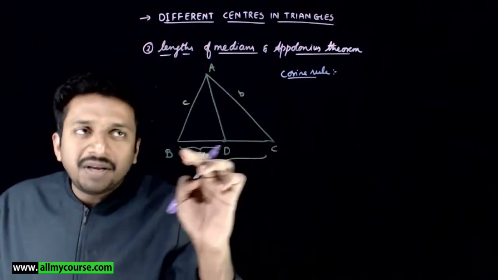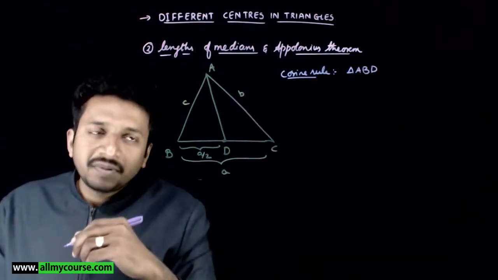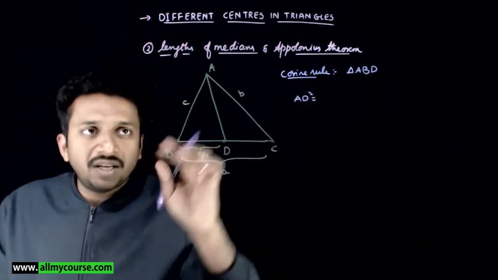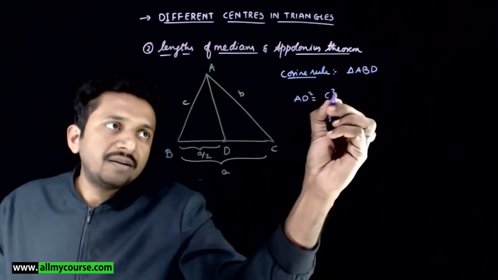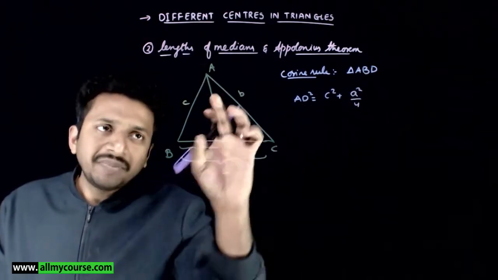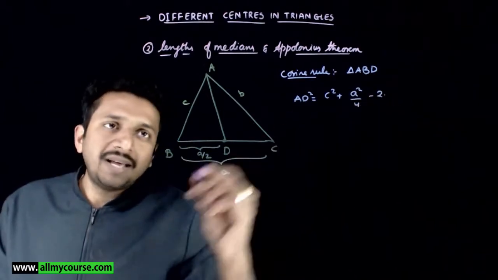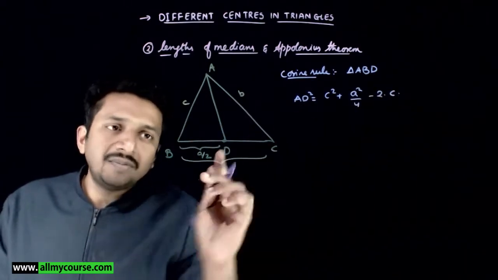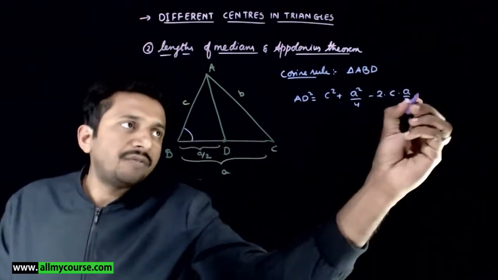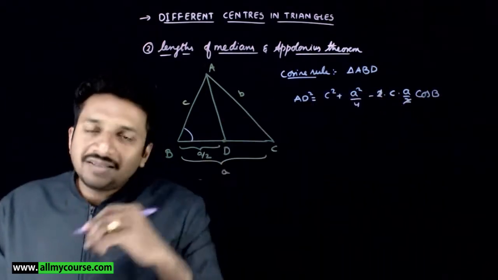In triangle ABD, what is the cosine rule? AD square is equal to c square by 4 plus a square by 4, minus 2 times c times a by 2 times cos of angle B. This 2 and this 2 get cancelled.